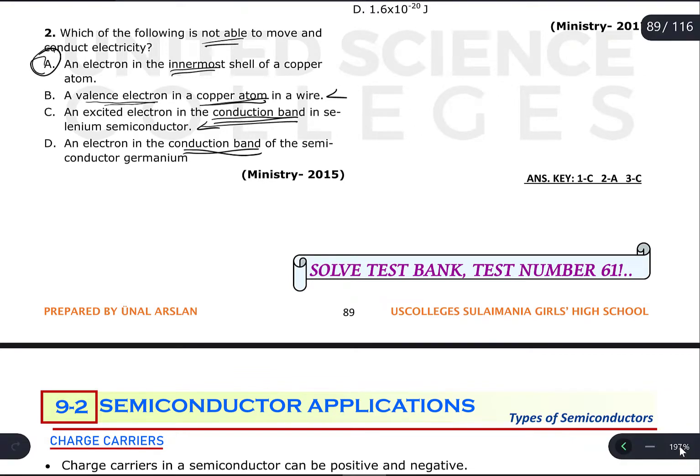So A is the one not able to move: an electron in the innermost shell of the copper atom cannot conduct electricity because it cannot jump from this innermost energy level to the conduction band.